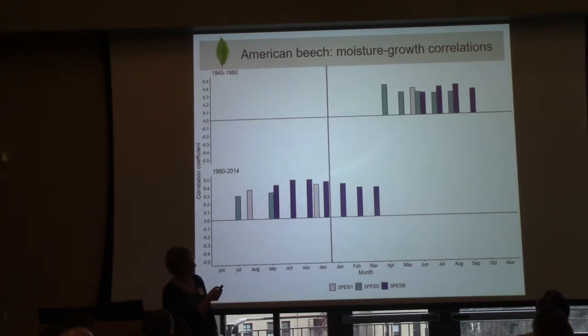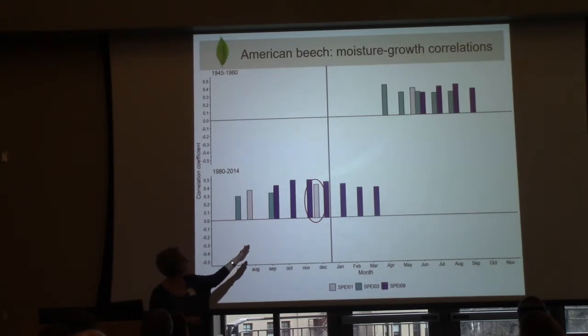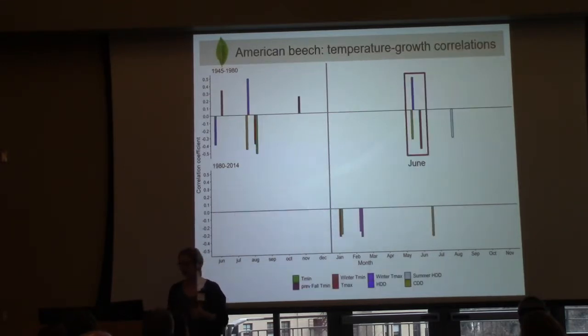This is American beech, correlations between moisture and growth. And there are multiple positive correlations in both halves of the chronology. What's notable is the shift from correlations with current year climate data to the previous year's climate data. So why exactly the shift is happening, we're not really sure, but it does point to a change occurring in when moisture is important. But what we see here, like we saw with sugar maple, is this correlation with one specific month, December, and that again might be pointing to the importance of snow, perhaps, acting as that insulation.